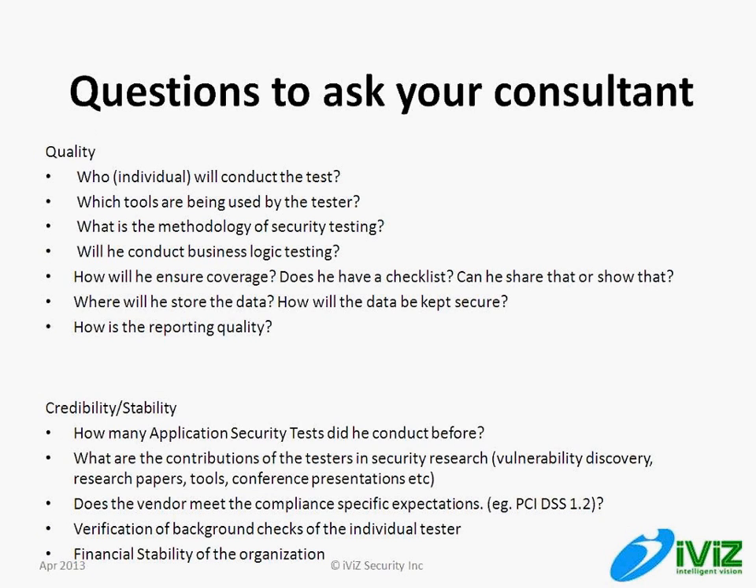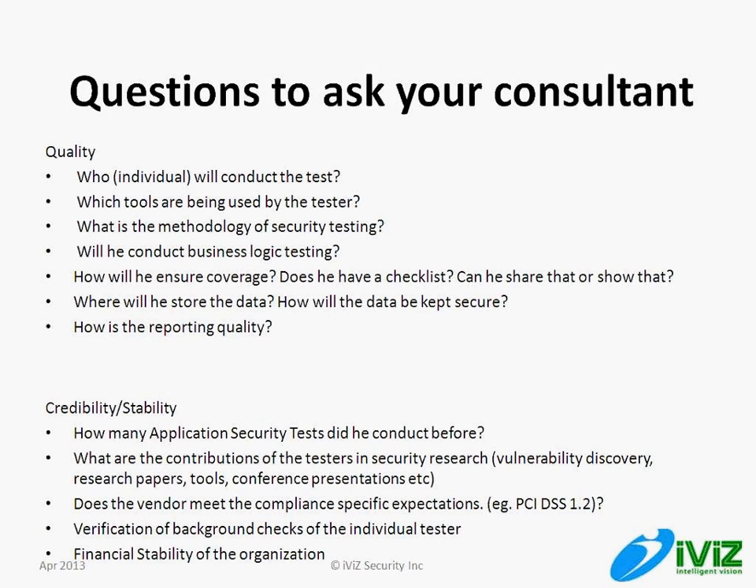And the final phase is the business logic testing. Here we figure out the payment gateway integration, is it done properly? Can I do price manipulation? Can I do things like privilege escalation? Can user A see user B's data, etc.? So those kinds of complex tests are done in the 4th phase.